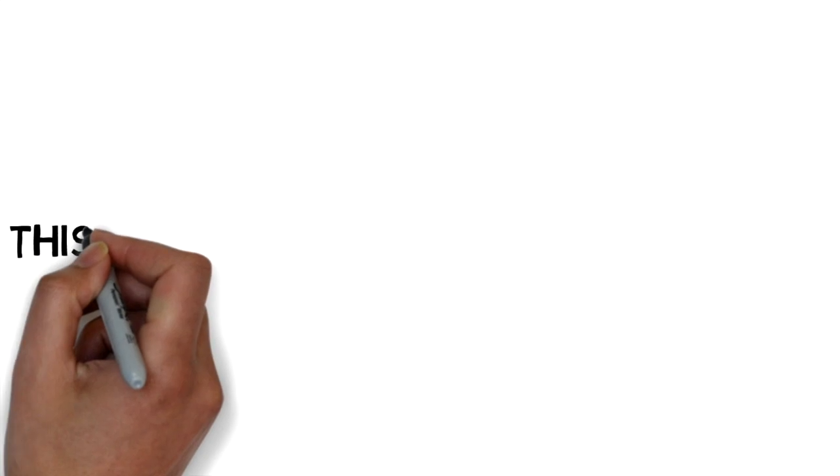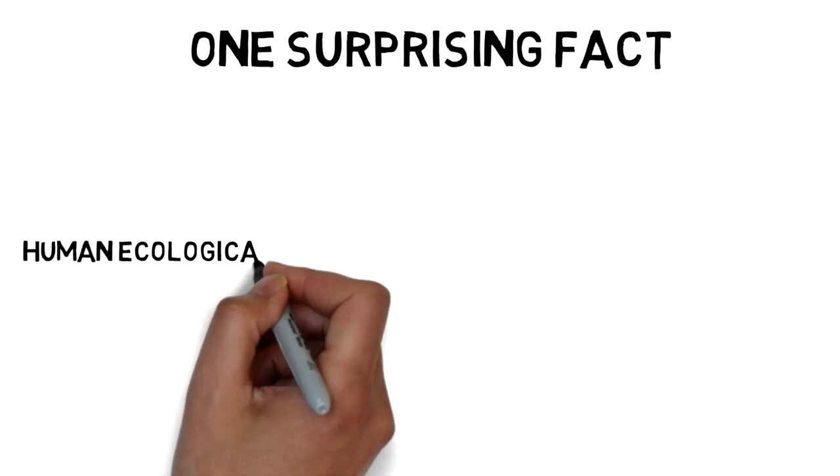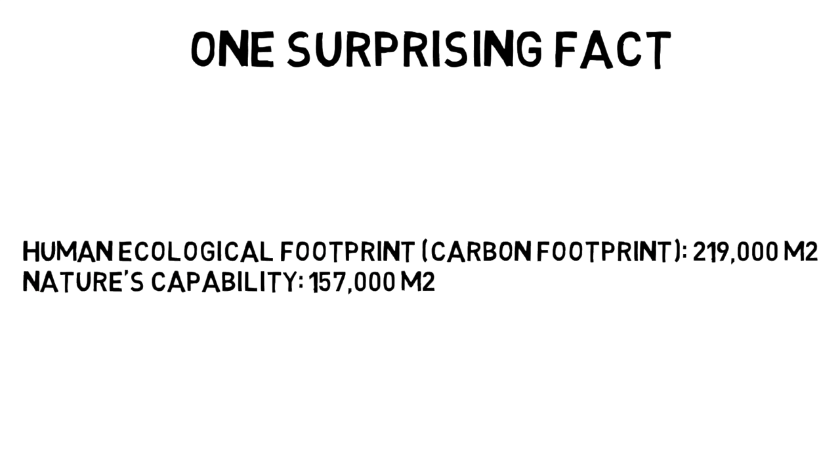Now let me tell you how much we break the cycles. The human ecological footprint, or the more common word, carbon footprint, is currently 219,000 meters square. Nature's capability, however, is 157,000 meters square.